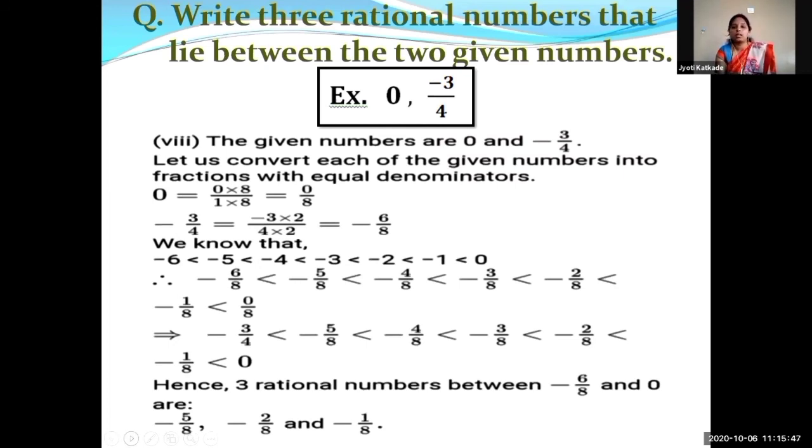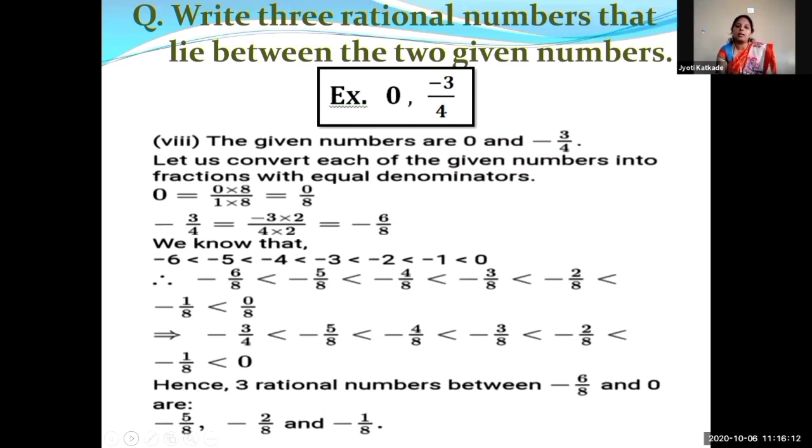Now, our last example is: write three rational numbers that lie in between two given numbers, that is 0 and -3 upon 4. First of all, we have to convert them into the same denominator. Okay. There is 0, means the denominator of 0 is 1. So multiply it by 8, we get 0 upon 8, and multiply -3 upon 4 by the number 2, we get -6 upon 8.